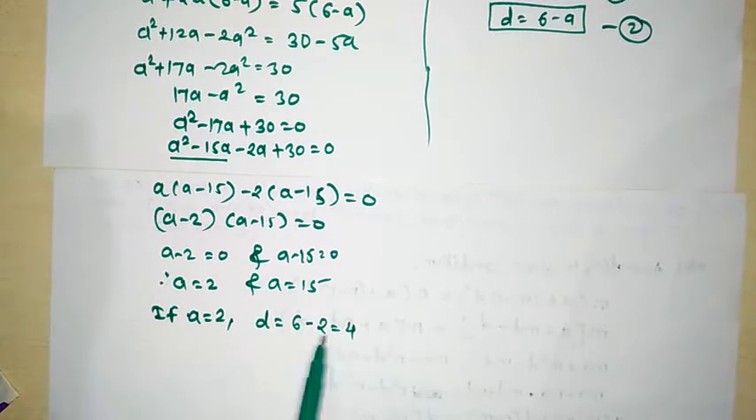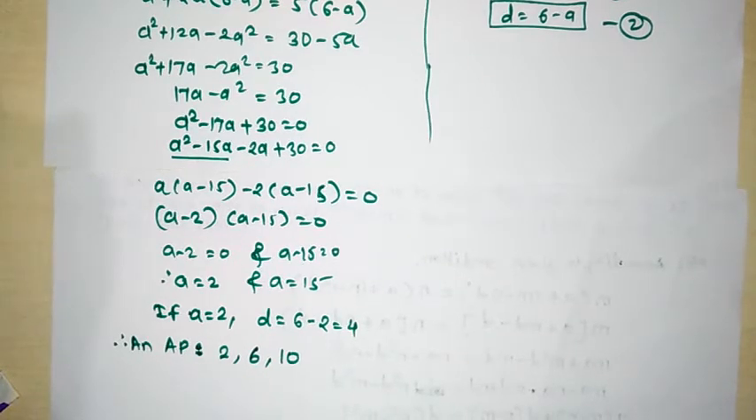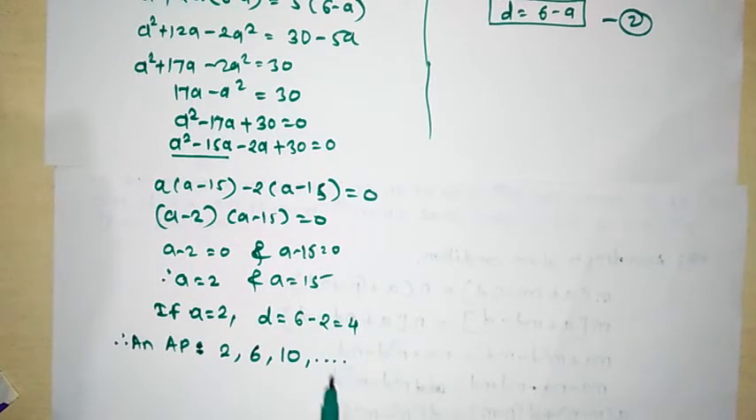Therefore we will write an AP. What is the AP? The first term is 2 and the common difference is 4. The second term will become 2 plus 4 is equal to 6, and the third term will become 6 plus 4 is equal to 10. Therefore the first AP will become 2, 6 and 10 and so on. We have to add 4 in each term.